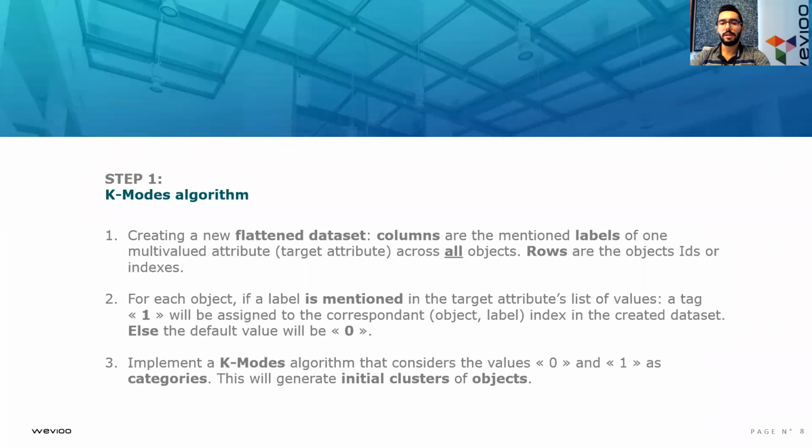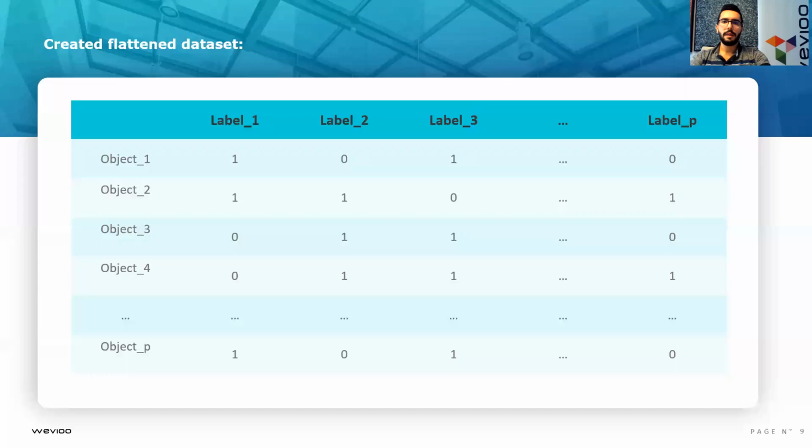And then for each object, if a label is mentioned in the target attribute's list of values, a tag 1 will be assigned to the corresponding object-label index in the created dataset. Else, the default value will be 0. And then we will implement a K-modes algorithm that considers the values 0 and 1 as categories. And this will generate clusters of objects.